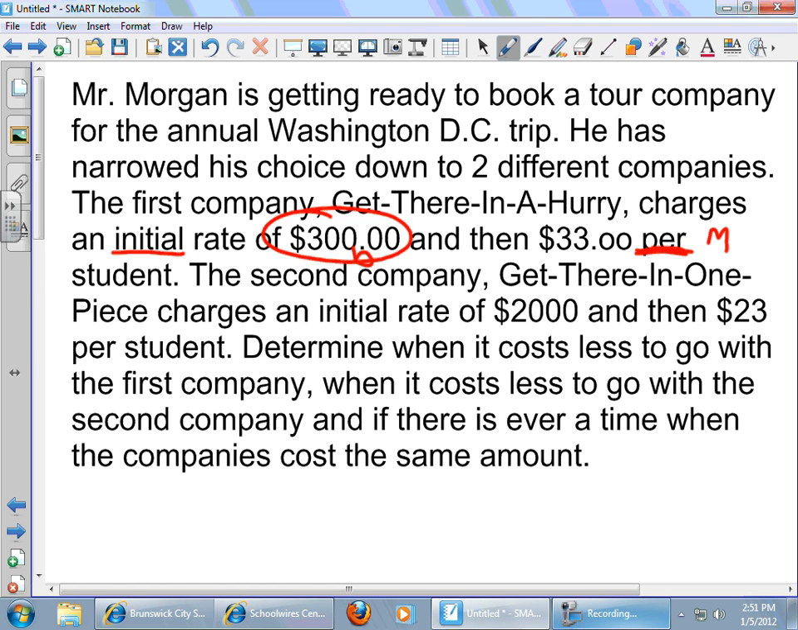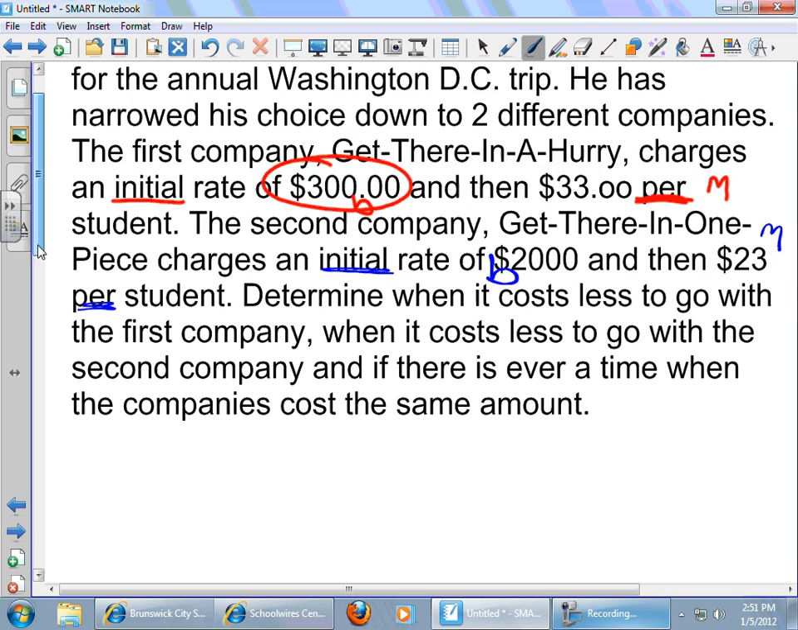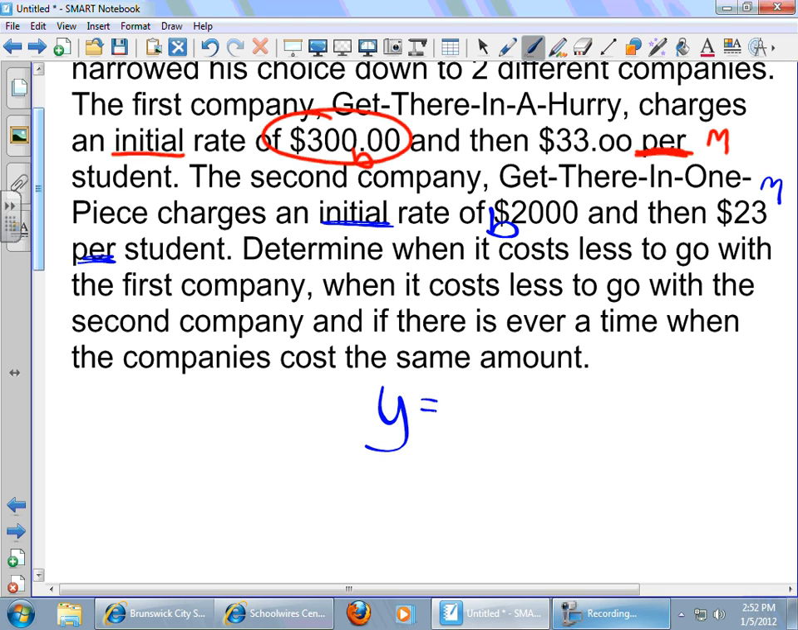Yep, you got it. Okay, the second company, Get There in One Piece, charges an initial rate of $2,000. Initial sounds like beginning. There's my b. Then $23 per student. There's my slope right there. I should be able to write my 2 equations. Let me write them even before I finish the story. Here's the second equation first. 23x plus 2,000. Why isn't it minus? Because this is all money being paid to the company. So it's not a matter of a profit. We have to pay $2,000 and then $23 per student.